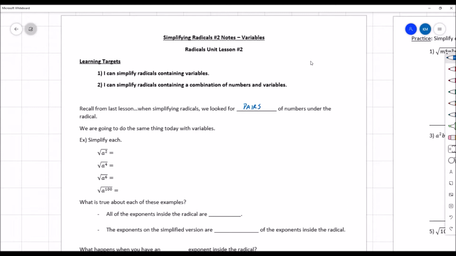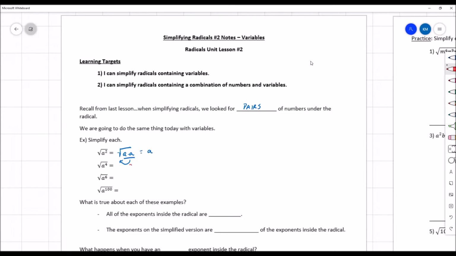We are going to do the same thing today with variables. Okay, so let's look at this. We have radical a squared. If we look at this, we can rewrite a squared as a times a. So we have a pair of a's, we take it out. Radical a squared is a.